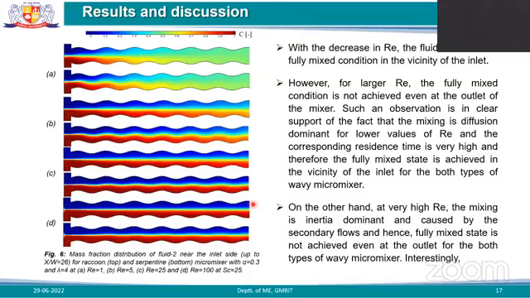Such an observation clearly supports the effect that the mixing is diffusion dominant for the lower values of Reynolds number, and the corresponding residence time is very high. Why is it happening? When the Reynolds number is high, the flow rate is high, so the residence time is very low. For lower Reynolds number, the residence time of the fluid is very high, so it gives a highly mixed condition. On the other hand, at very high Reynolds number we are getting recirculation-type secondary flow, which also affects the mixing. We'll see by the plot how it varies with different Reynolds number.